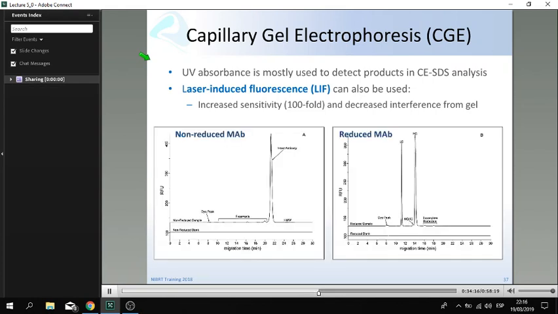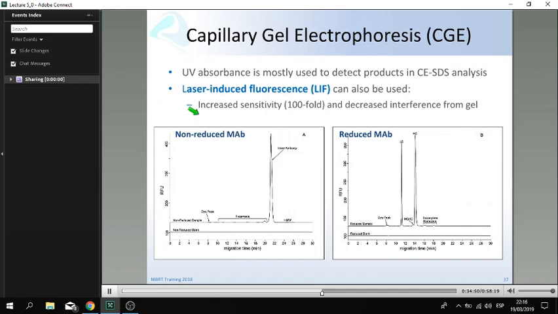So your capillary gel electrophoresis can be used with UV or it can be used with laser-induced fluorescence, and if you need to increase sensitivity, you will use laser-induced fluorescence. And then you can see your separation. For example, if you remember, we are adding SDS, but we can also add reducing agents, so things like DTT or beta-mercaptoethanol, which are going to break disulfide bonds, and you can see in more detail what is happening with your sample when you do this.